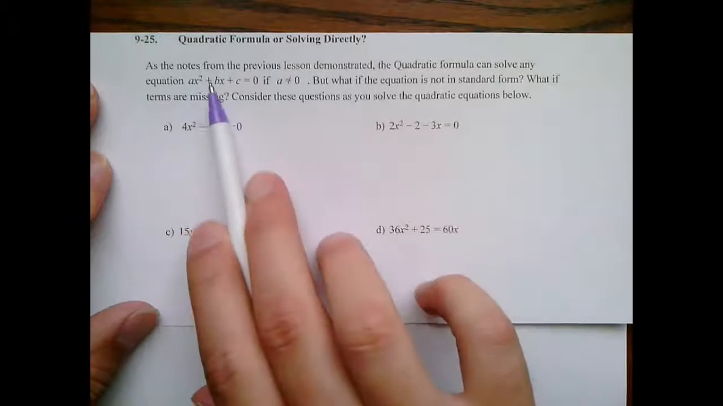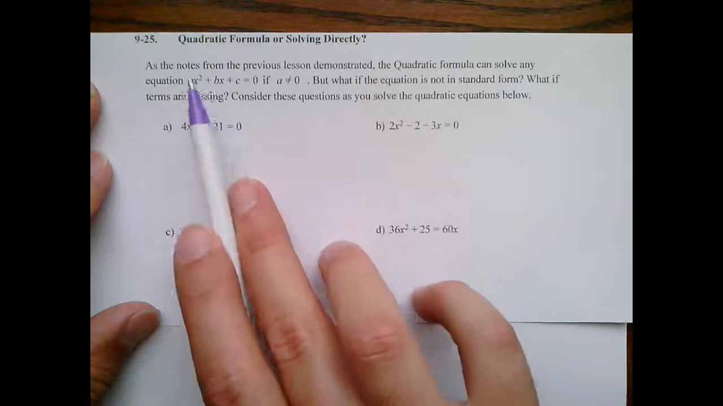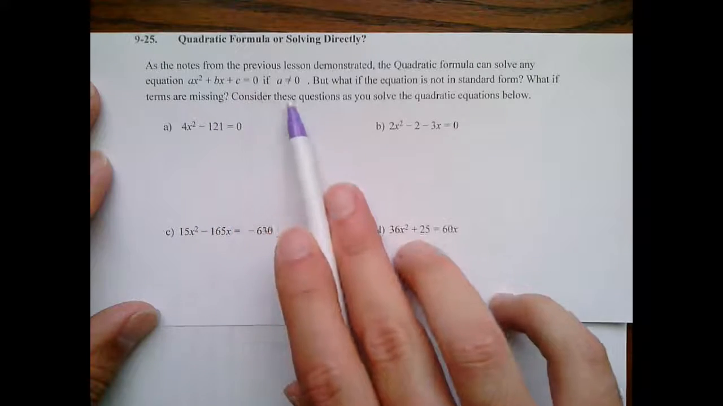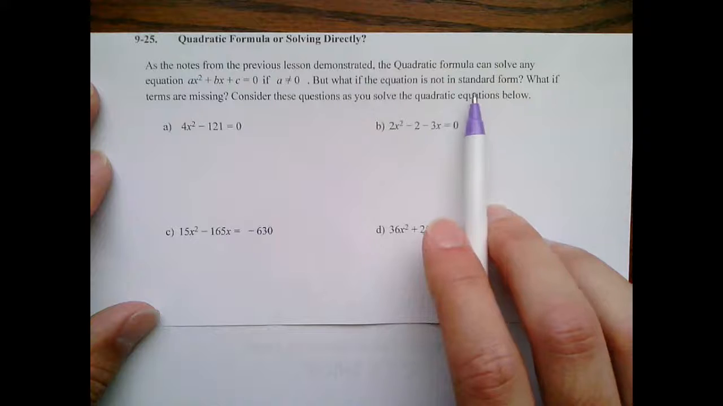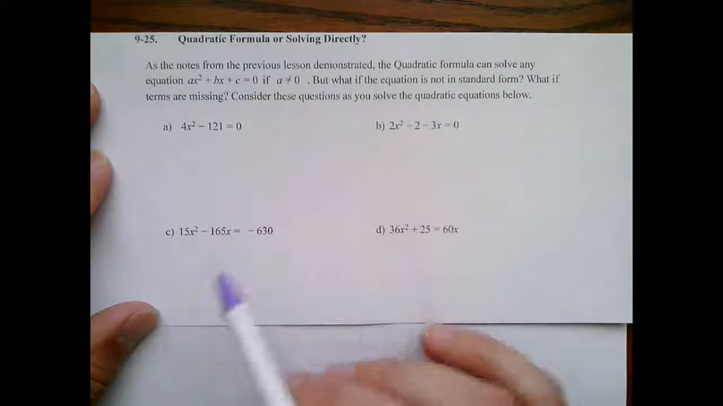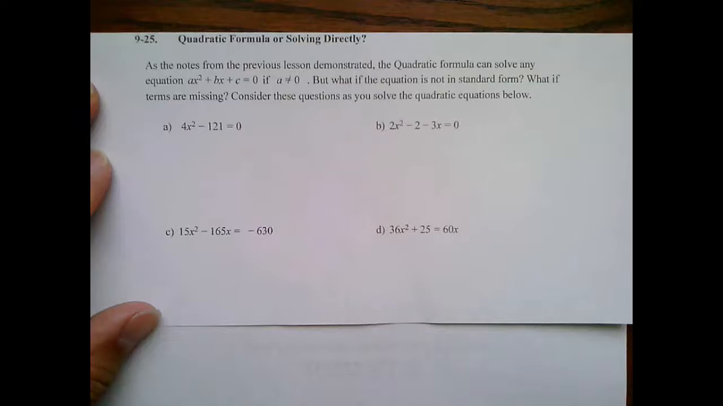So again, as the notes from the previous lesson demonstrated, the quadratic formula can solve anything in the form ax squared plus bx plus c equals 0, where a does not equal 0. What if the equation is not in standard form? What if terms are missing? So how would you do the quadratic formula if something wasn't in the form ax squared plus bx plus c, or if a term is missing? So let's think about these questions as we solve these equations down here.